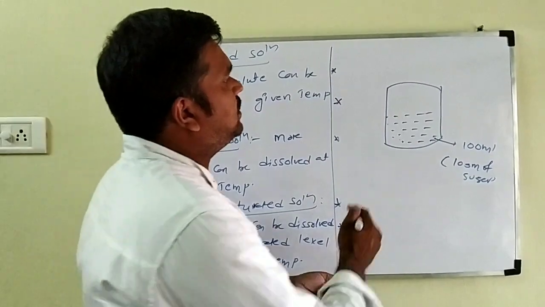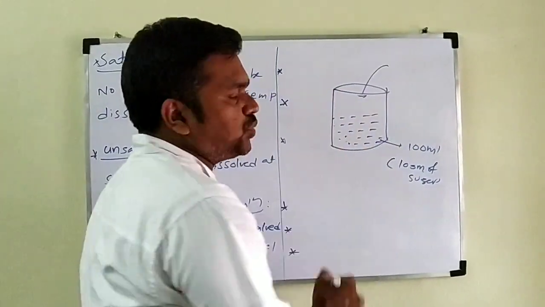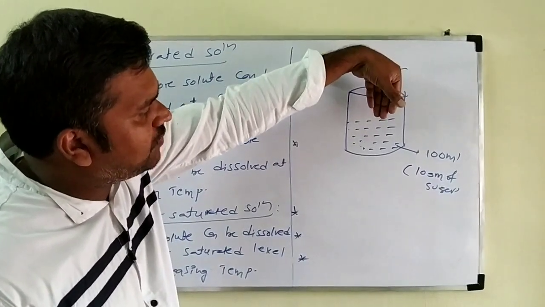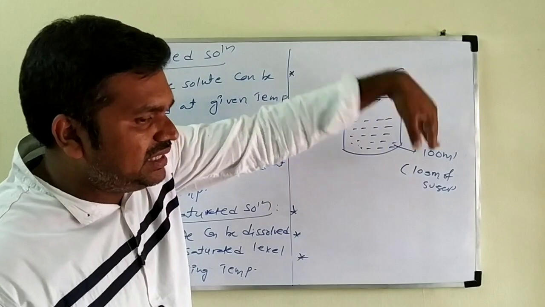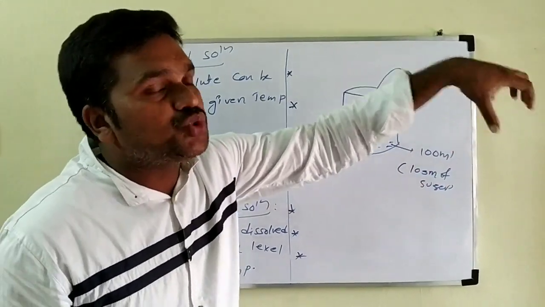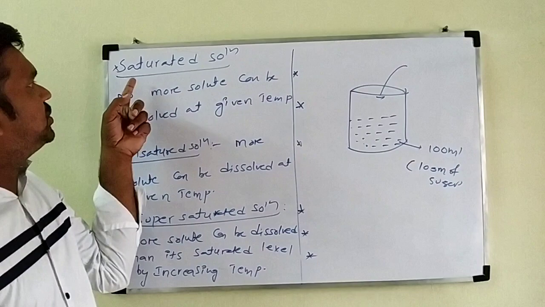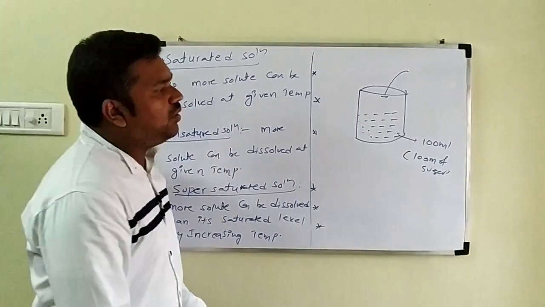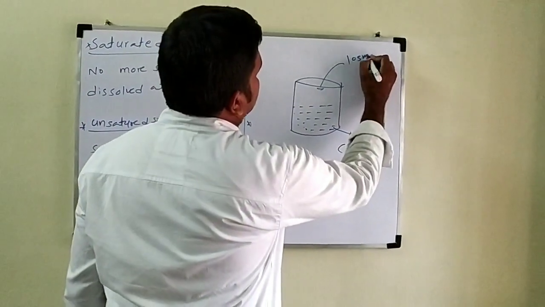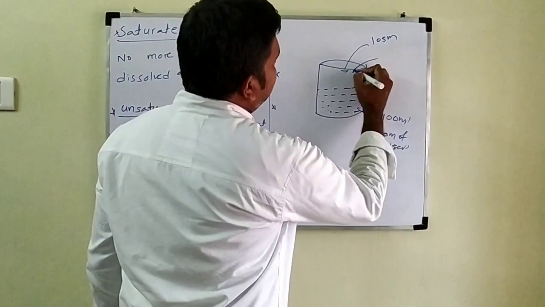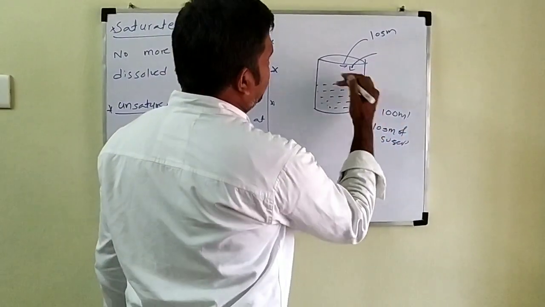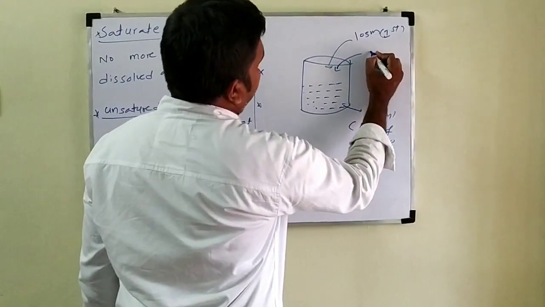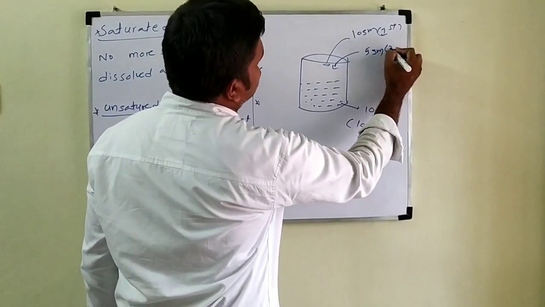Suppose I am adding here 10 grams of the sugar first. If 10 grams of the sugar we are adding, the 10 grams of the sugar can completely dissolve in this solution to form a sugar solution. That solution we are calling saturated solution. Initially I am adding 10 grams only. Now the second time, imagine the first trial was this, and in the second trial I am taking here only 5 grams.